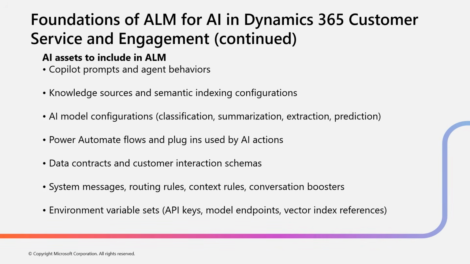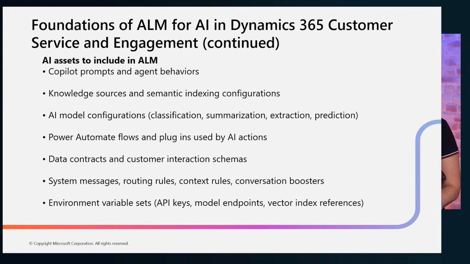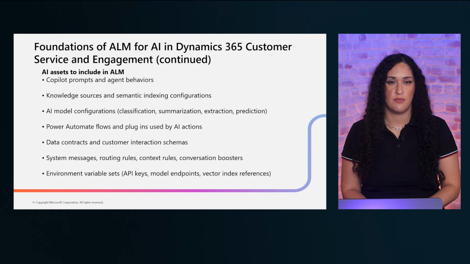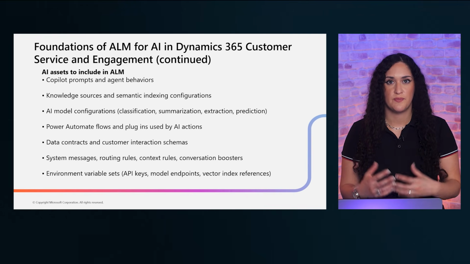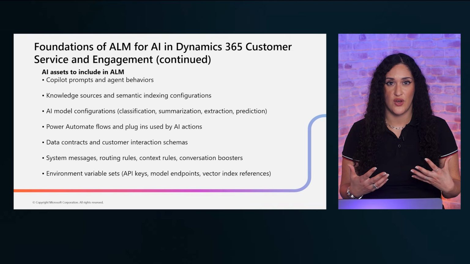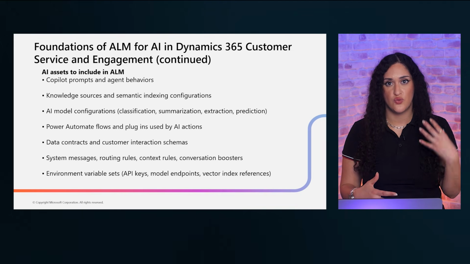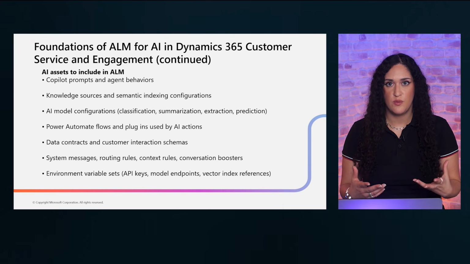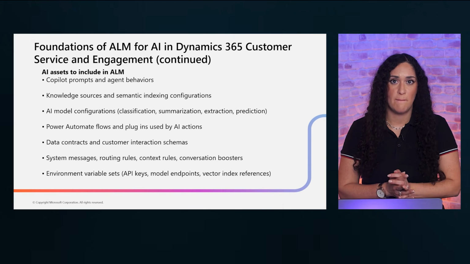The AI assets you need to include in ALM for customer-facing applications are extensive: Copilot prompts and agent behaviors, knowledge sources and semantic indexing configurations, AI model configurations for classification, summarization, extraction, and prediction, Power Automate flows and plugins used by AI actions, data contracts and customer interaction schemas, system messages, routing rules, context rules, and conversation boosters, plus environment variable sets for API keys, model endpoints, and vector index references.